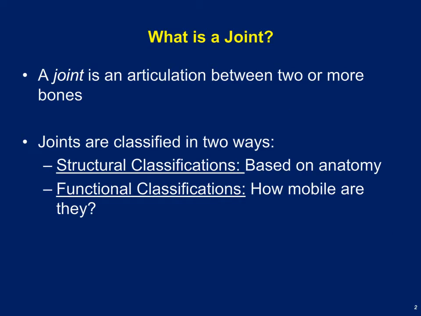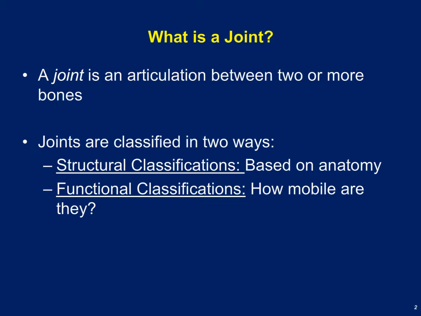So first off, we should start out with a simple definition of what a joint is. A joint is basically a connection or articulation between 2 or more bones. Now sometimes this joint might be mobile, and sometimes it might be immobile. And joints are classified in 2 different ways.